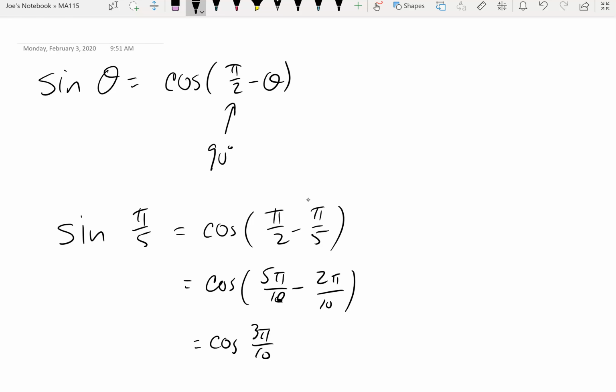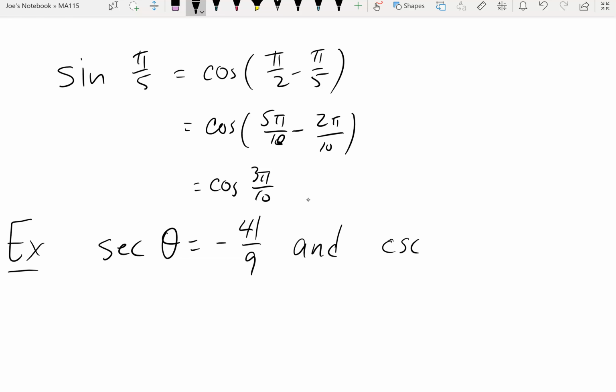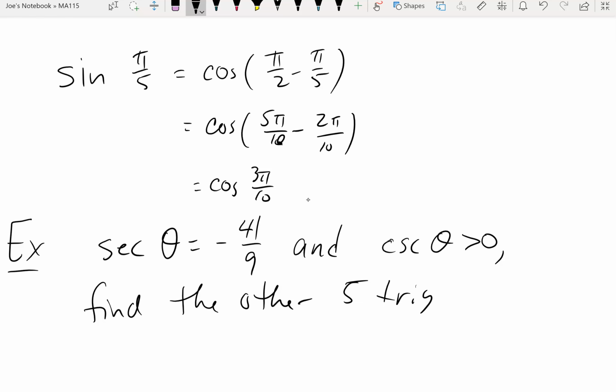Other questions? I do want to do one more. It was kind of like one on the quiz, but we did one right at the end of class last time as well. So let's do, as an example, before we get into the graphing stuff, let's say that you know that the secant of theta is negative, well, let's say 41 over 9, and let's say the cosecant is positive, and I ask you to find the other 5 trig functions of theta.